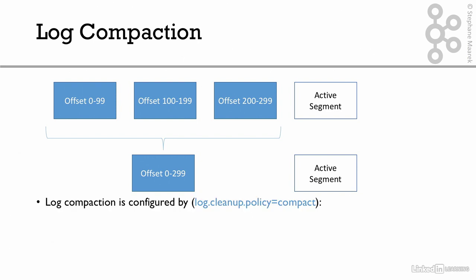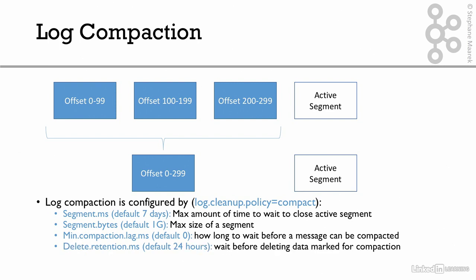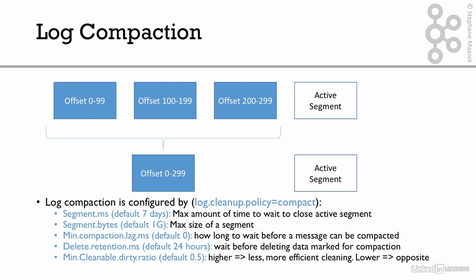So it's configured by log.cleanup.policy equals compact. And we have segment.ms that can trigger it more often. This is the maximum time to wait before closing an active segment, which is 7 days by default. Segment.bytes, which is 1 gigabyte, is the max size of a segment. Min.compaction.lag.ms, by default 0, is how long to wait before a message can be compacted. Delete.retention.ms, which is by default 24 hours, is how long a consumer can still see deleted data before it is fully deleted. You usually want to keep this at 24 hours.